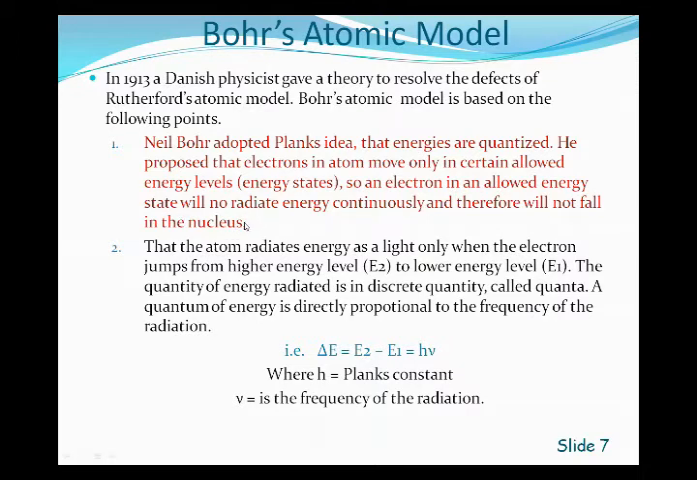Electrons have their specific energy level, or we can say they have a specific orbit where they rotate. They will not move here and there. That's why they will not radiate energy. That's why they will not fall into the nucleus.